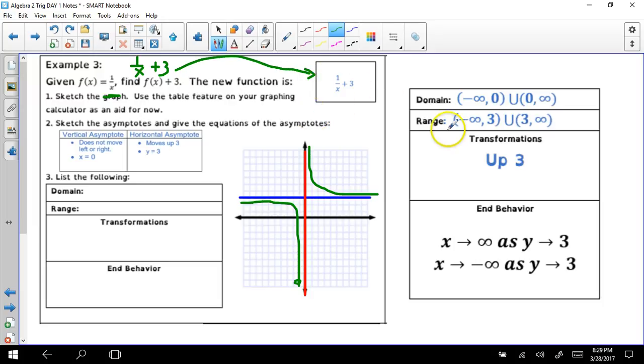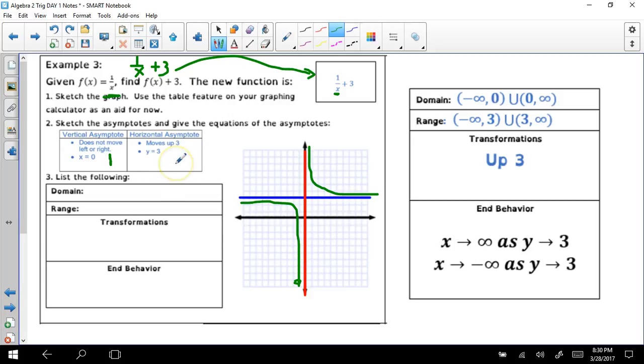And so we go to the transformations, right? So nothing's being done to this x down here. And the plus 3 just sends it up 3 units. So what that's going to do with the asymptotes, so for the vertical asymptote right here, because it doesn't go towards the left or the right, it's going to stay put at x equals 0. So it's just like the parent function. No left or right movement means that we stay put at x equals 0.